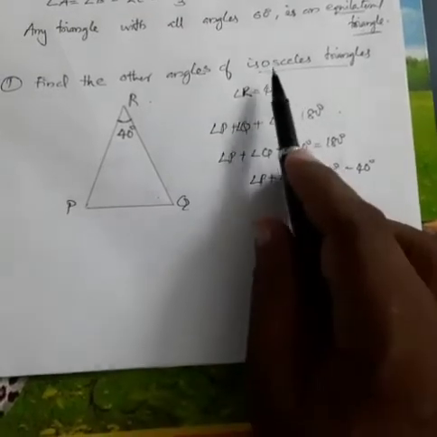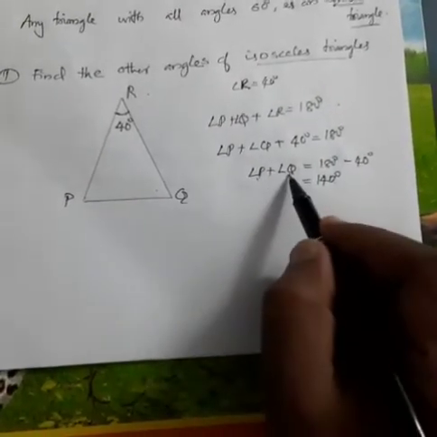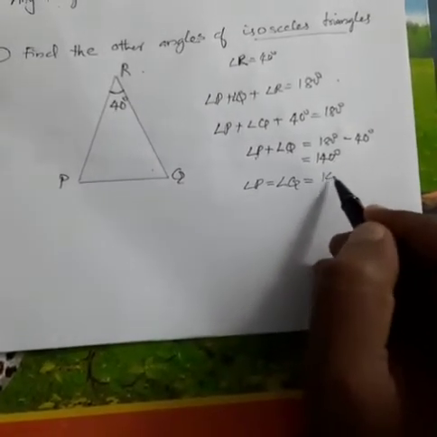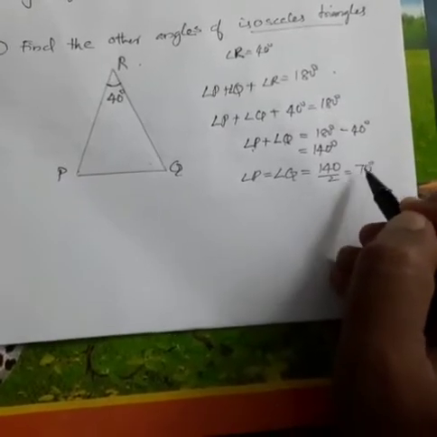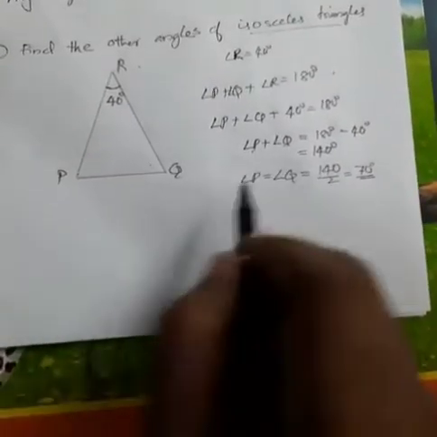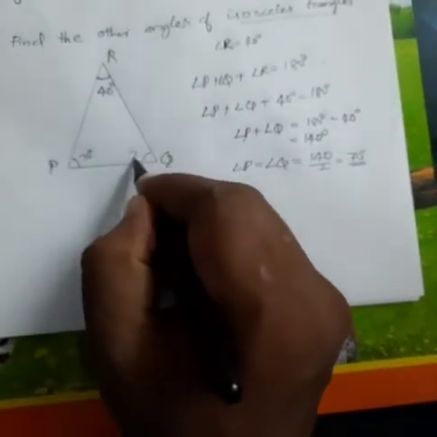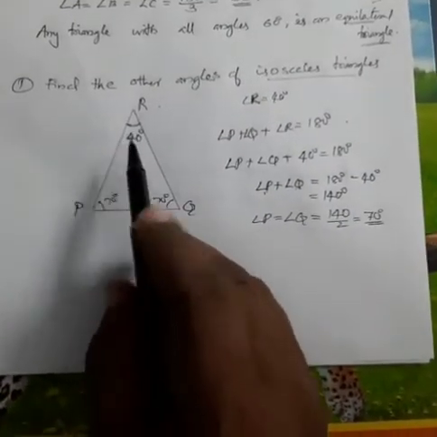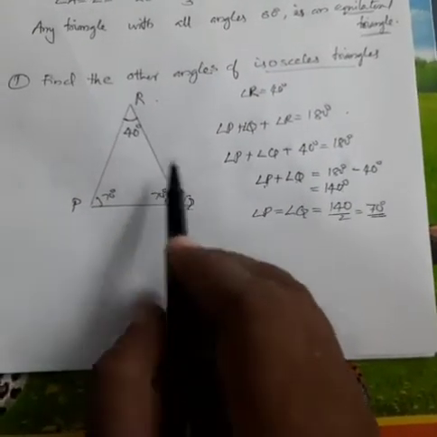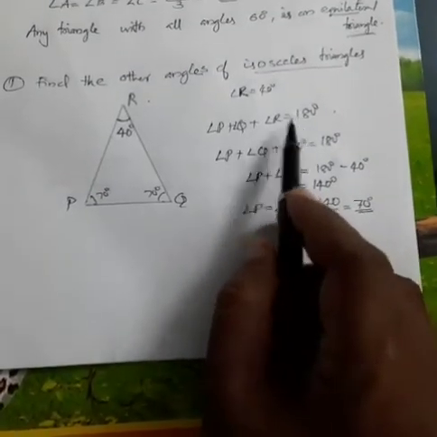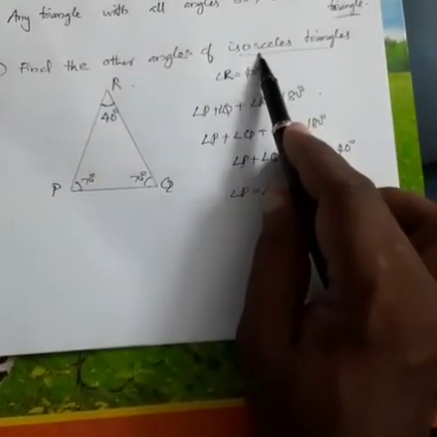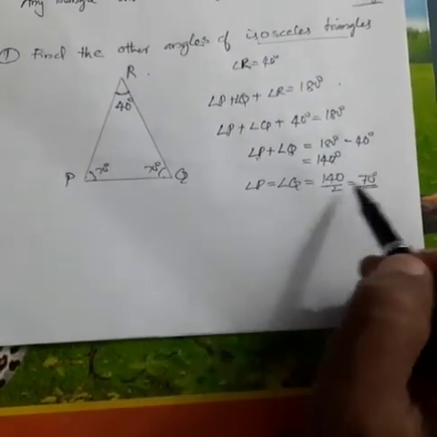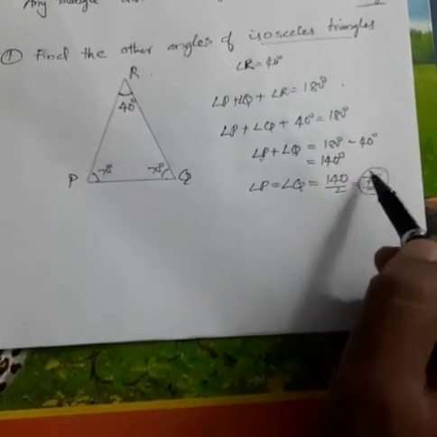Then we already said it is an isosceles triangle. We can say angle P and angle Q are equal. So angle P is equal to angle Q is equal to 140 by 2. How much? Each angle is 70 degrees. So it is 70. This also 70. Angle R is given. You have to find out angle P and angle Q. Sum of angles is 180. Out of these, one angle is given and it is said that it is an isosceles triangle. So the sum of two angles is 140. Because it is an isosceles triangle, these two angles are equal. So both are 70 degrees.